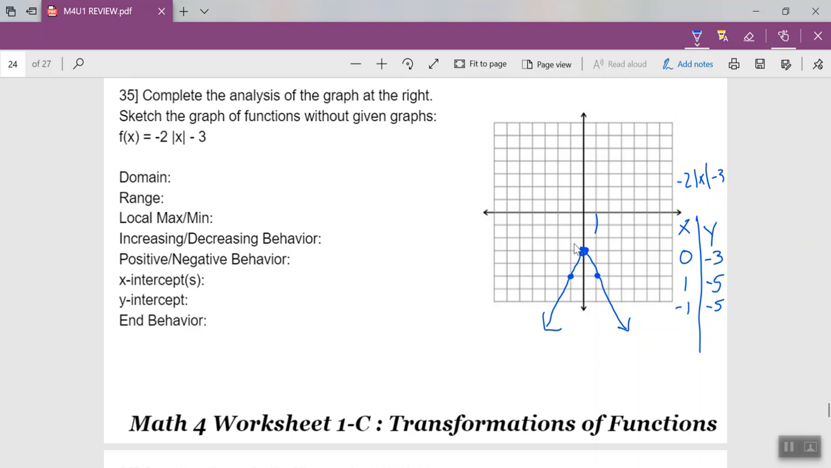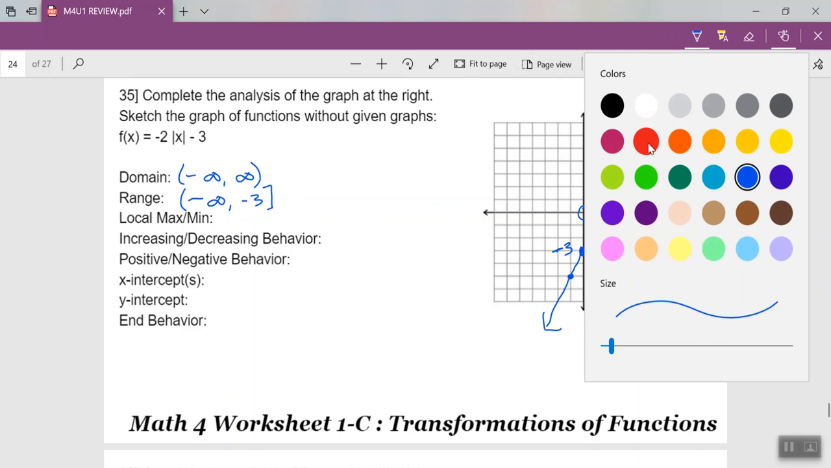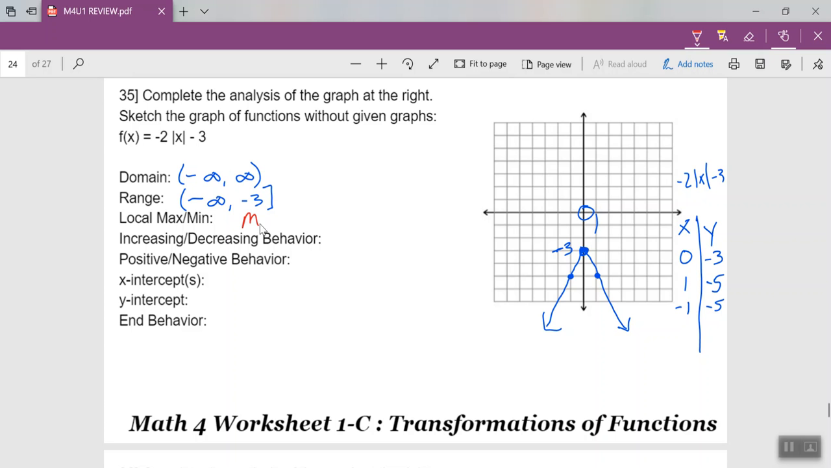Now, from there, we can figure out the domain. Domain is still going to be all real numbers. The range is going to start from negative infinity and crawl up as far as negative 3, and it will get a bracket there. There is a local max at 0, negative 3.